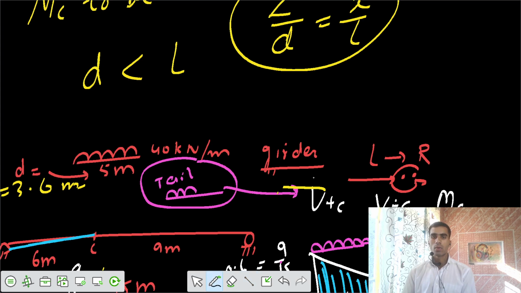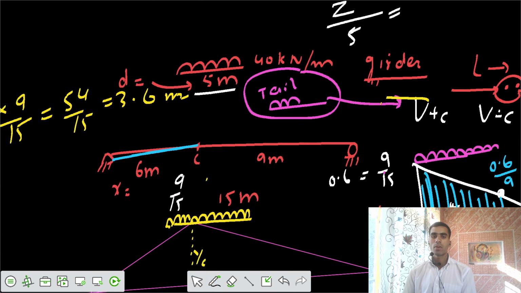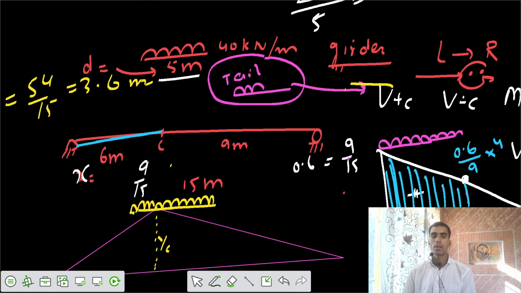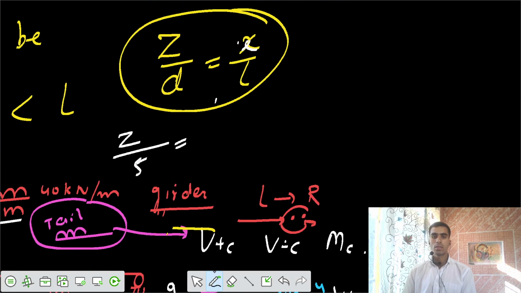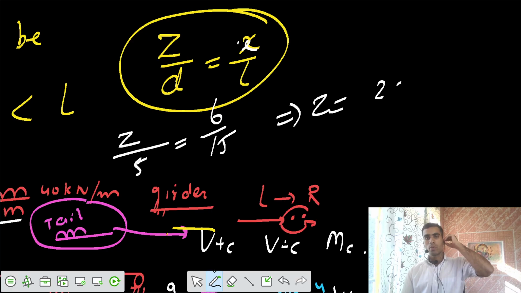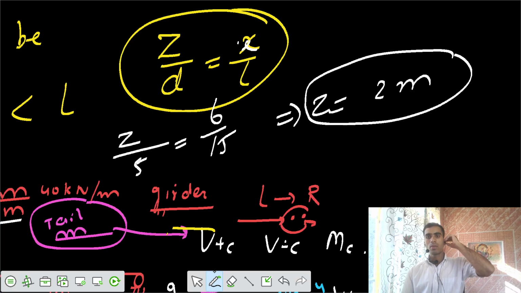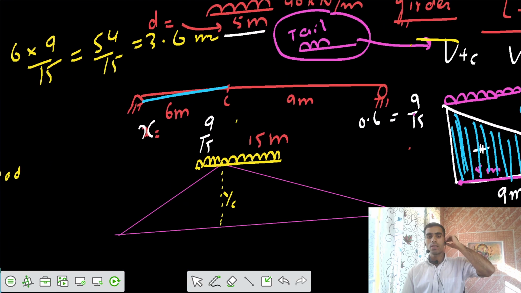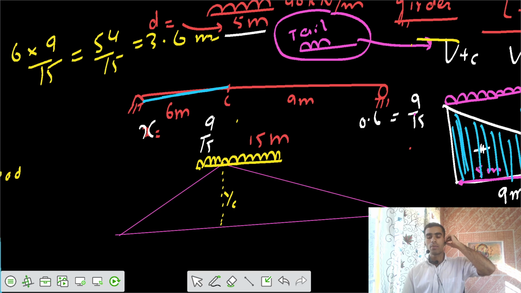So what is the value of Z? I don't know. But what is the value of D? I know. Value of D is equal to 5 meter. What is the value of X? X is the length of the section from the support A. That is 6 meter. And total length is 15 meter. 6 by 15. So I get a value of Z equals 30 by 15, that's 2 meter. That means out of the 5 meter of the UDL, you have to keep 2 meter to the left of section C and 3 meter to the right of section C.